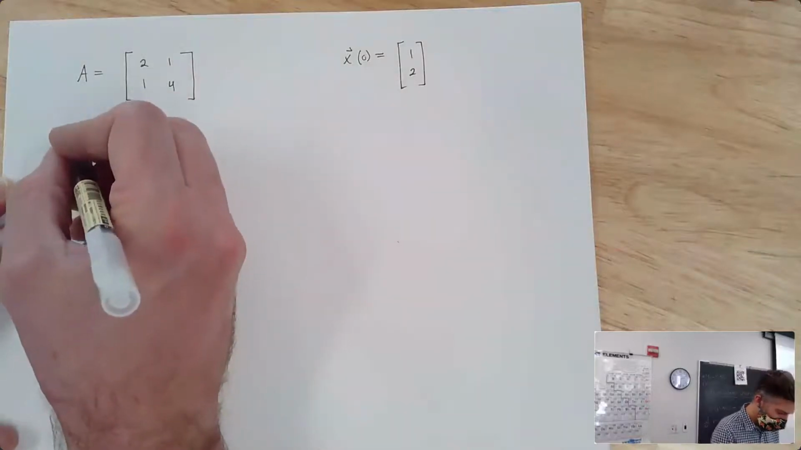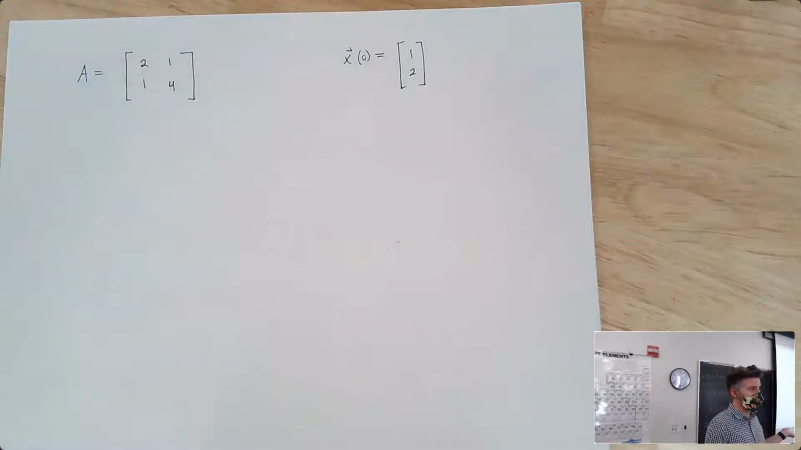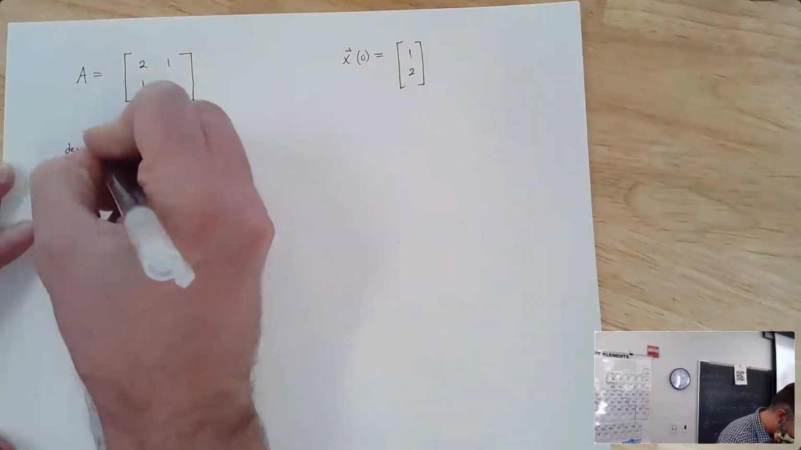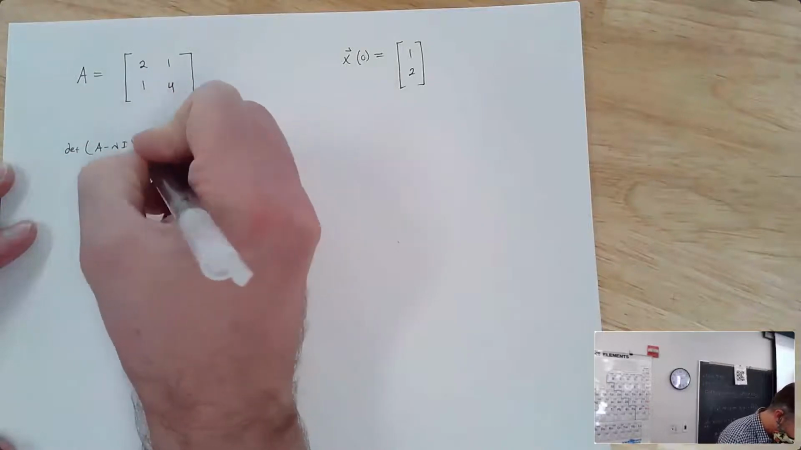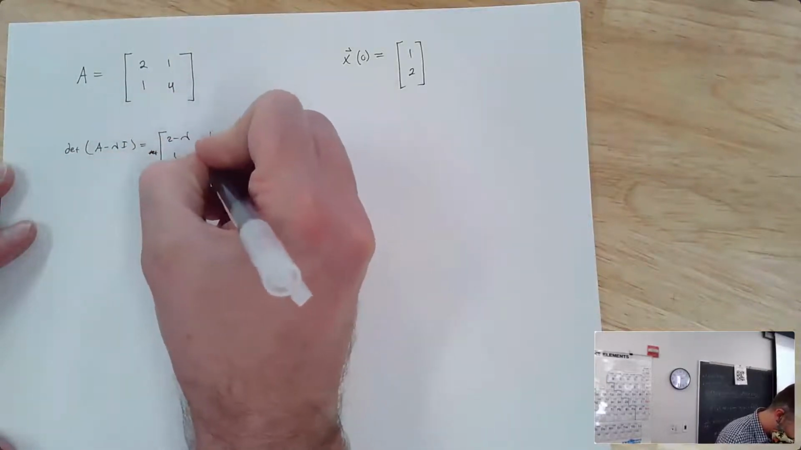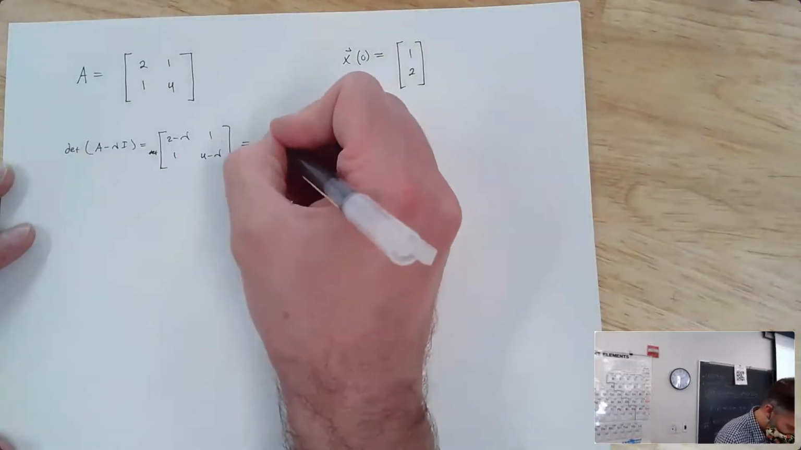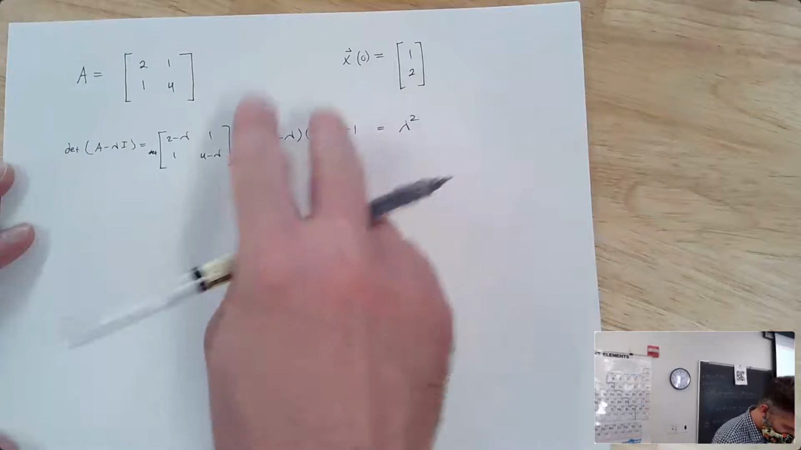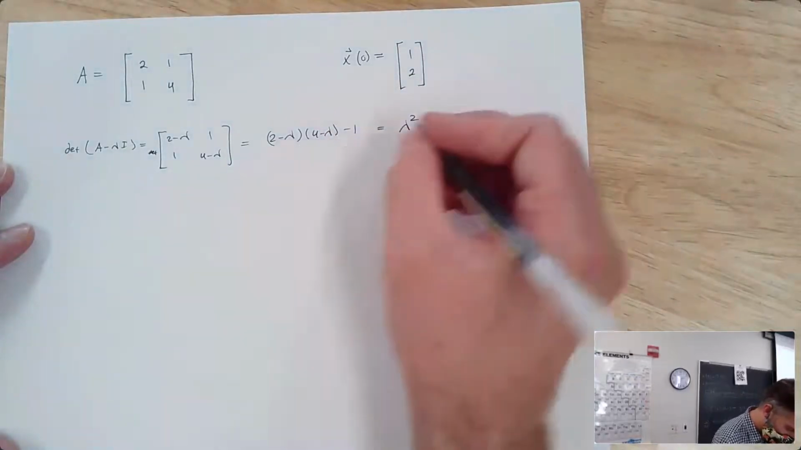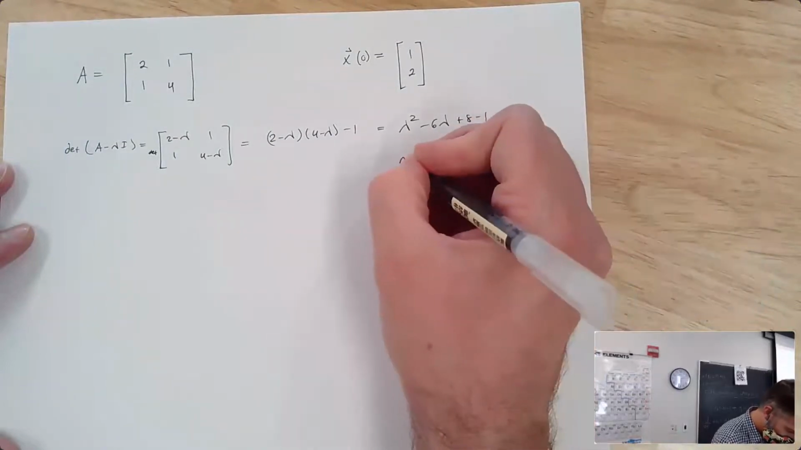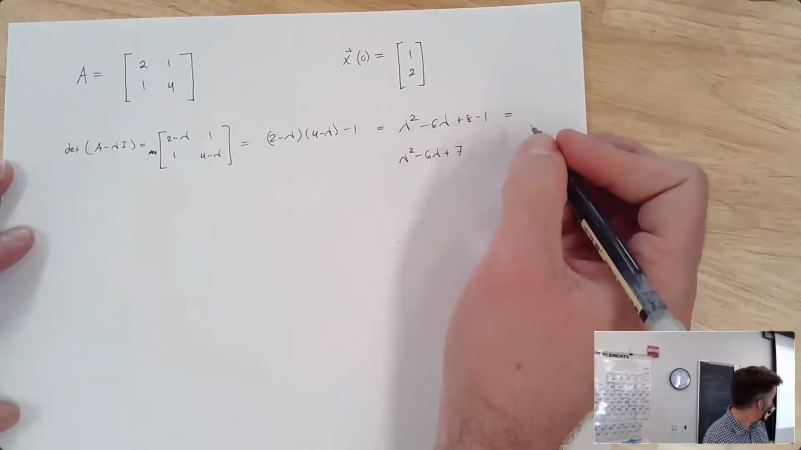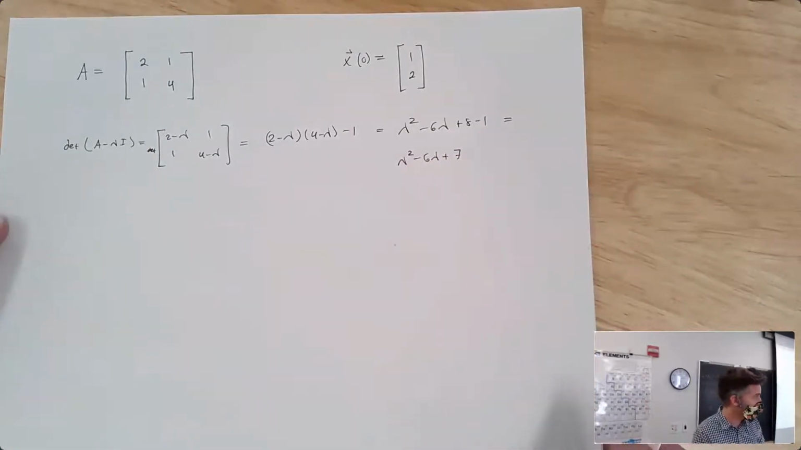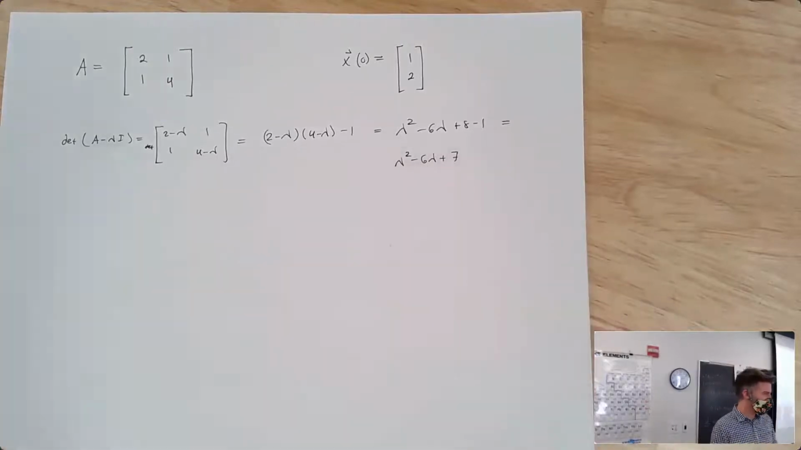Same process. I already know that the eigenvalues are not going to be nice. So you could do it the regular way: determinant of A minus lambda I. Then you get 2 minus lambda times 4 minus lambda minus 1, which is lambda squared minus 4 lambda minus 2 lambda is minus 6 lambda, plus 8 minus 1, which is lambda squared minus 6 lambda plus 7. If you weren't being super careful, you might accidentally think you could factor this. You'd be like, oh, 7, negative 6, I can probably make that work. It seems within the realm of possibility, but it's not.